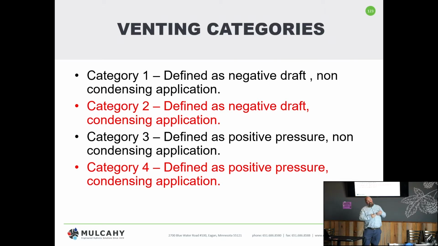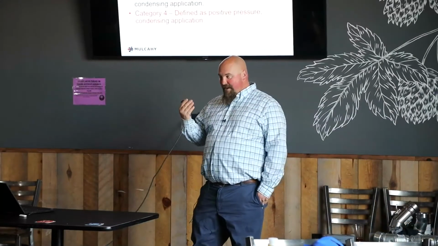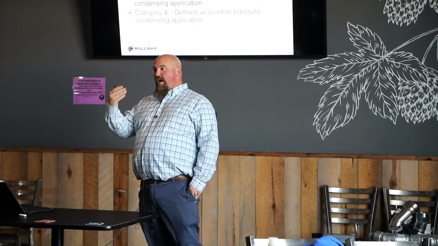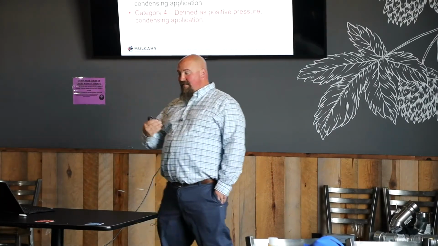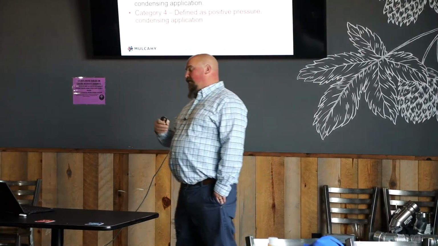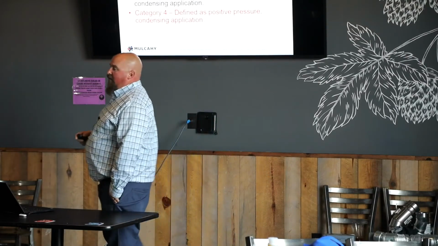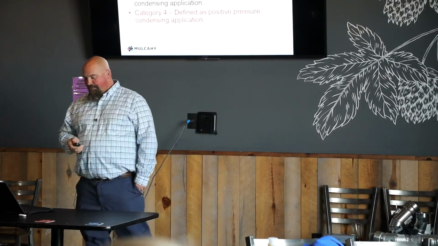And lastly, and probably the most common as time keeps moving on and the industry is changing and growing, is going to be category 4. And that's defined as positive pressure condensing application. So again, that means I'm pushing the flue products through the pipe. I'm not relying on Mother Nature. And the flue products are cool enough that they're going to condense. So the pipe material has to be able to withstand the acidity of flue gas.